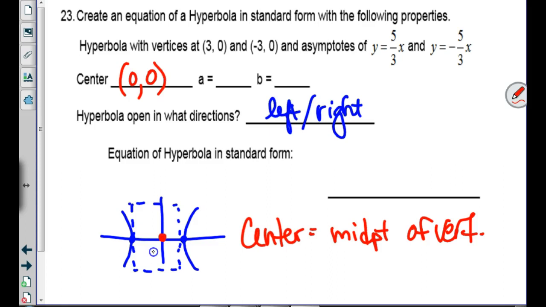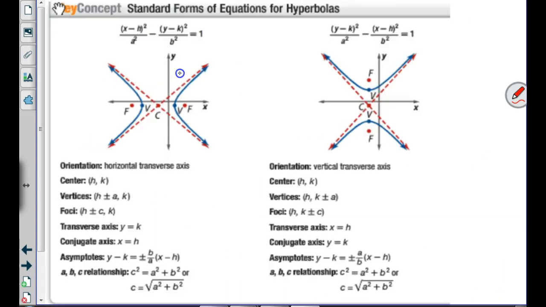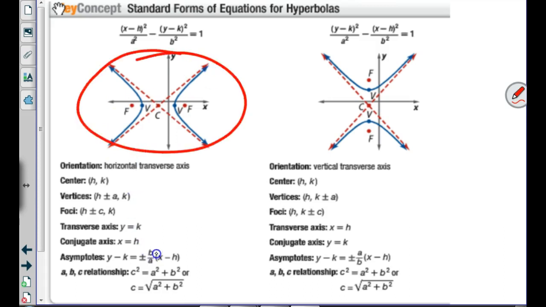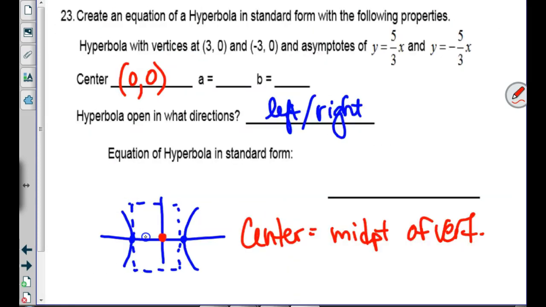All right. Now, if it opens left, right, and the center is 0, 0, the reference sheet says it opens left, right is this guy. What does it say for the asymptotes down here? The slope is b over a. We're almost done already. That means this is b and this is a. So a is what? And b is, okay, and we go to write the equation.